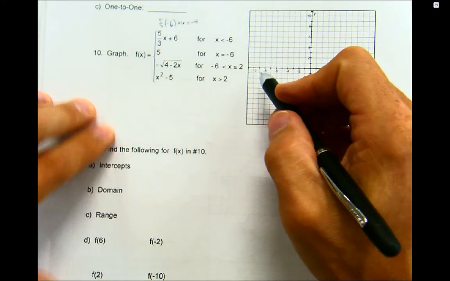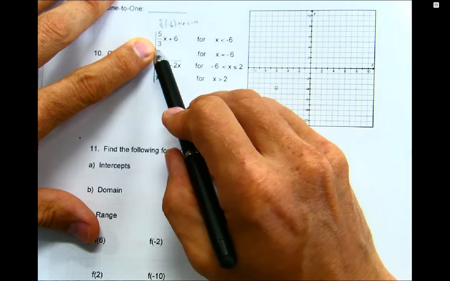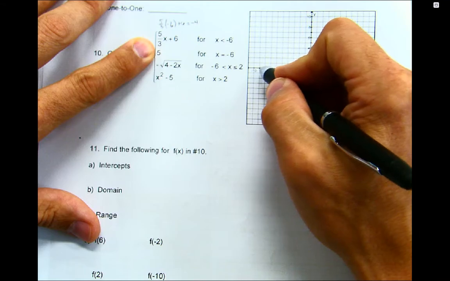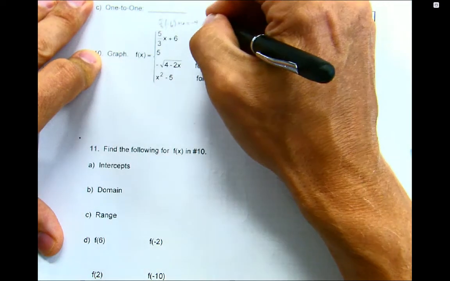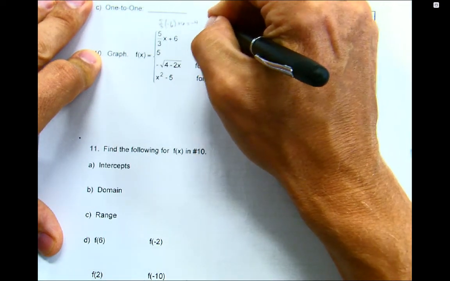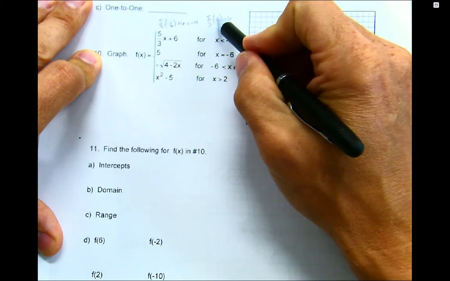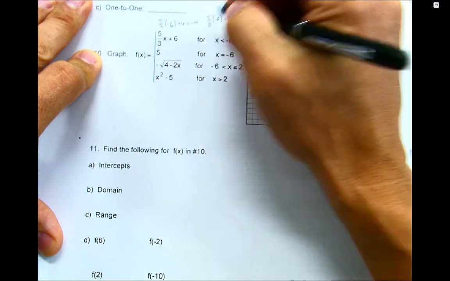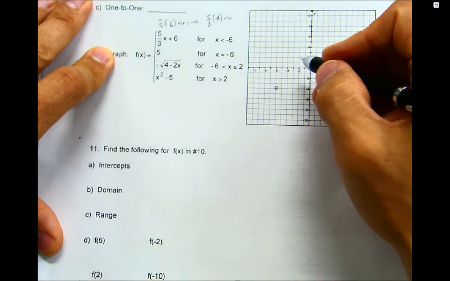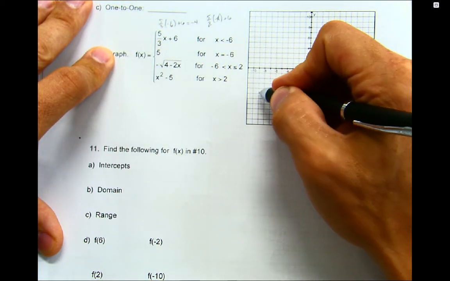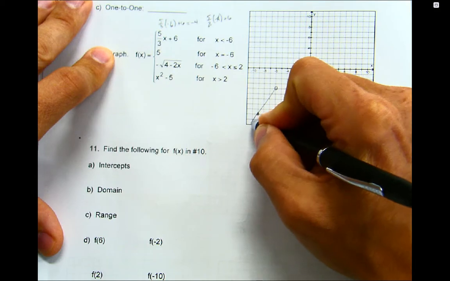Then I'm just going to go to the left of that and pick another point that's going to work nicely. If I want to divide by 3, maybe minus 9 would be a good one to choose. So I'm going to do the same thing: 5 thirds times minus 9 plus 6. These two cancel out, giving me minus 15 plus 6, which is about minus 9. So if minus 9 goes in, minus 9 comes out, and I get this straight line that goes off in that direction.